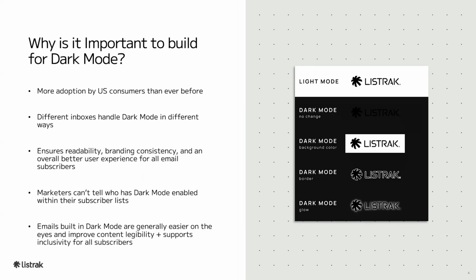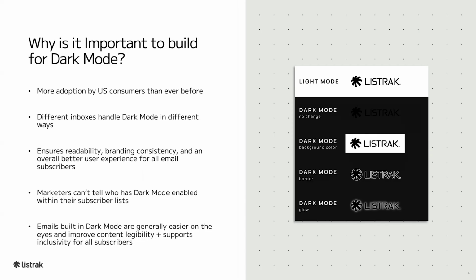As mentioned, there's simply more adoption by consumers today. But additionally, different inboxes handle dark mode in different ways. There are specific styles of dark mode, and that's where things become a bit tricky to consider, but not impossible to account for. There are three different styles, so to speak, of dark mode. There's no color inversion, partial color inversion, and full color inversion. The first two, which again were no inversion and partial inversion, are the most common, with full color inversion being the last but most glaringly obvious of the three.